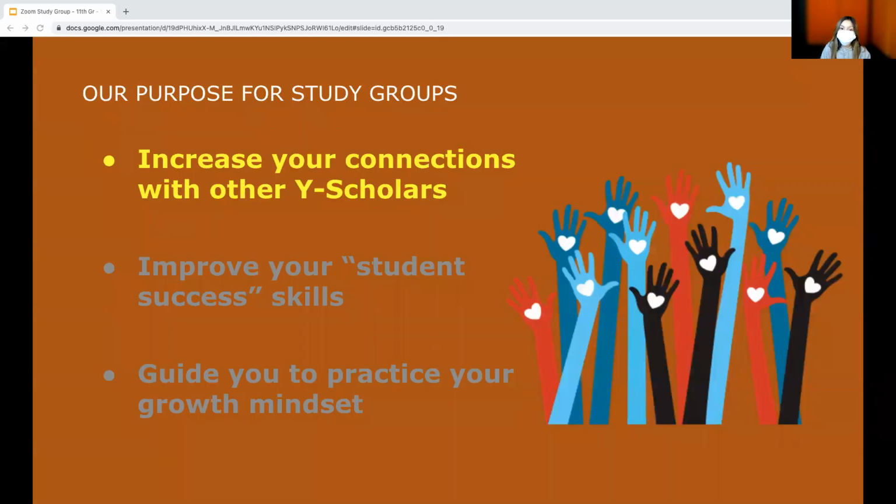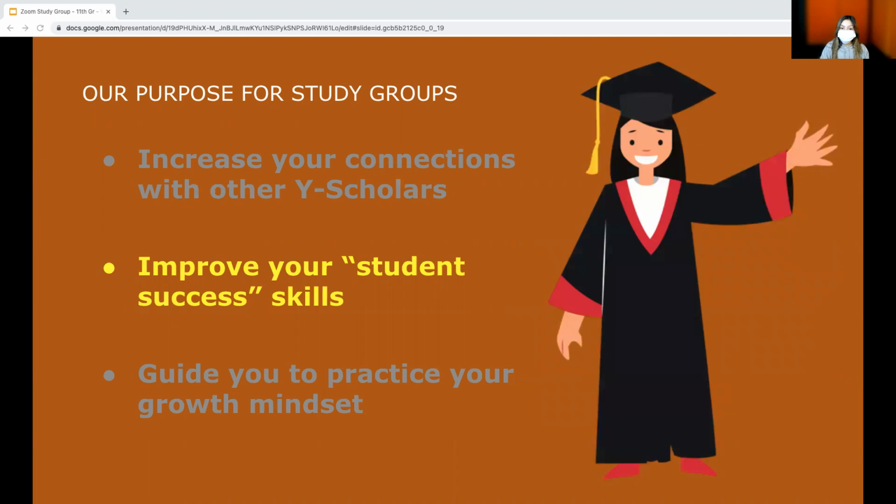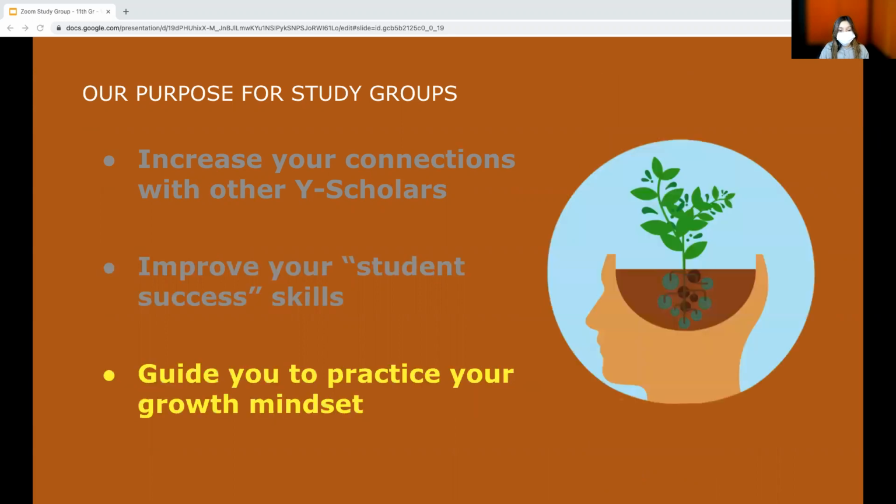Moving forward, just to really reiterate why we are here, our purpose for study groups. Again, it is to increase our connections with other Y Scholars and improve our student success skills. We use the relationships and tools we learn from one another to better ourselves. And last but not least, to guide you to practice your growth mindset, being willing and open to change and working to enhance your own livelihood and academic success. These are our three purposes for study groups.